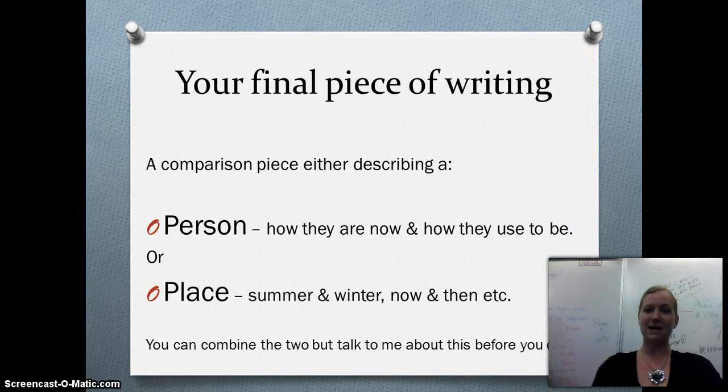So your final piece of writing for this topic will be a comparison of either a person, so how they are now or how they used to be. You can interpret that as you like, however, or a place. It could be summer, winter, now and then, or however you want to compare them. So you're effectively doing a piece of writing that has two halves, preferably the sides are fairly balanced, okay, otherwise it's not a very good comparison.